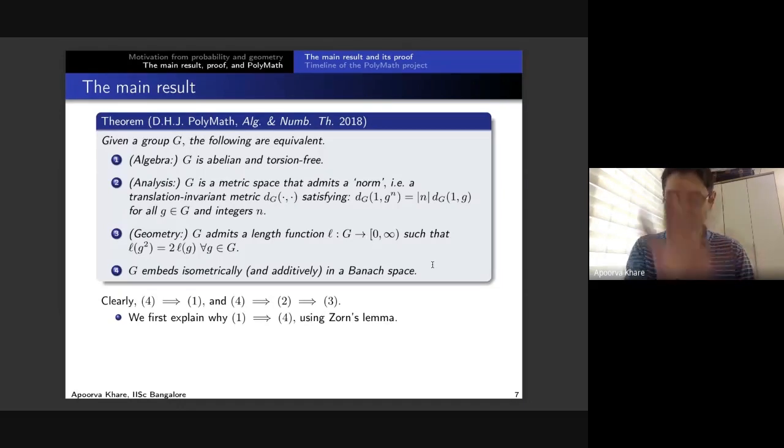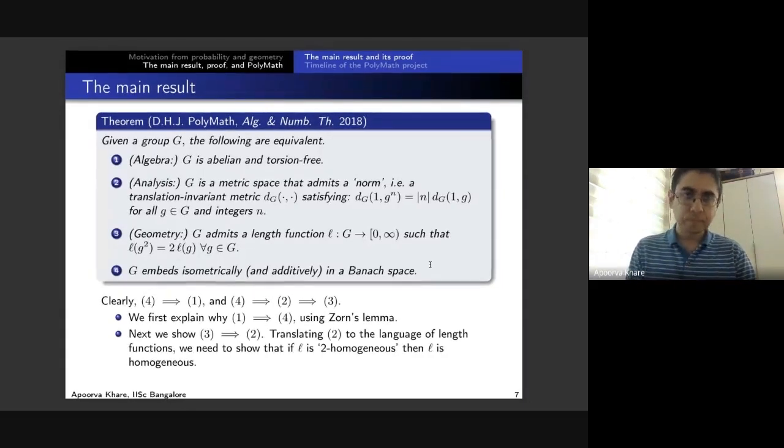With no restrictions, just an abelian and torsion-free group, I will use Zorn's lemma. Then I will tell you why, if L is 2-homogeneous, 3 implies 2. So first of all, I will next show that if it is 2-homogeneous like this, then it is homogeneous like this.